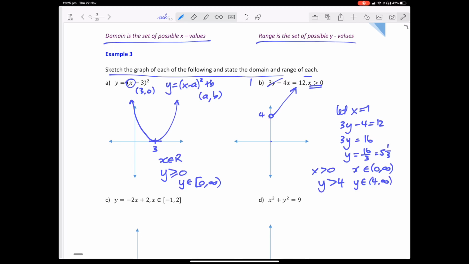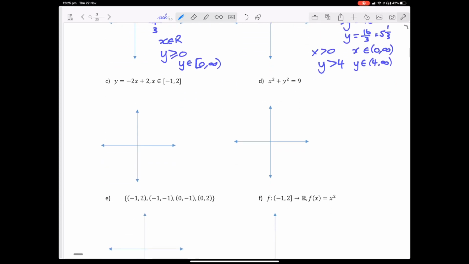So hopefully that makes sense. Just remember what I was doing with the swiping, like using a line and then moving it up and down or left and right. That allows you to see when the first time you hit the graph is until the first time you move away from the graph, so you can work out what the domain and the range is.